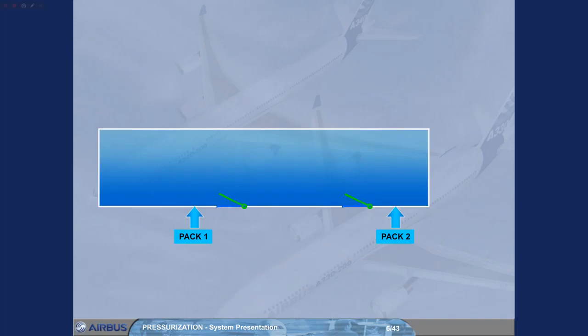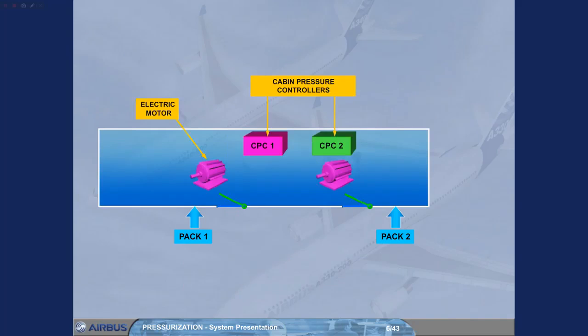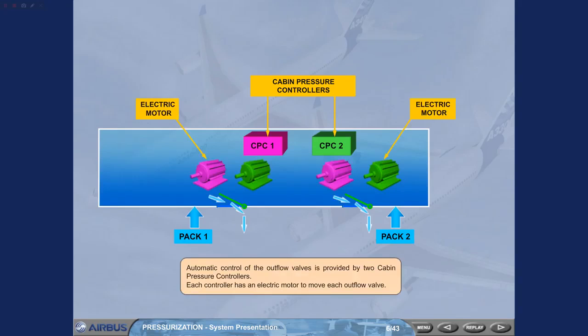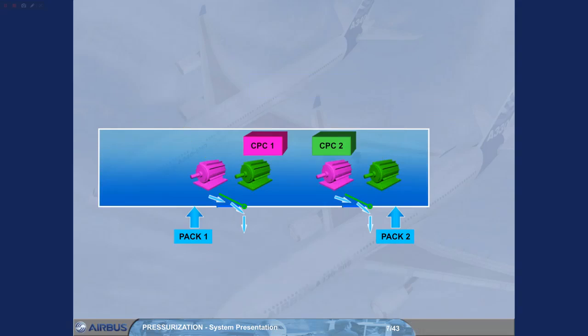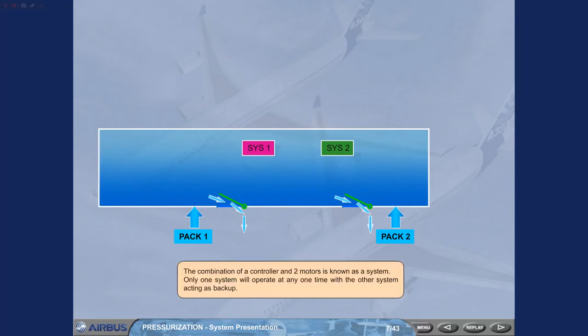Automatic control of the outflow valves is provided by two cabin pressure controllers. Each controller has an electric motor to move each outflow valve. The combination of a controller and two motors is known as a system. Only one system will operate at any one time, with the other system acting as backup.